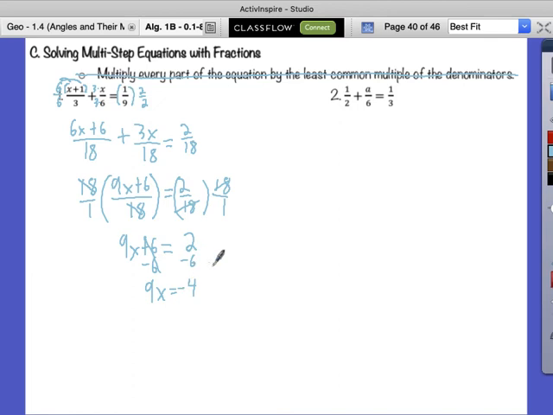Yes, sir. Okay. What do we do now? Divide by 9. Now, can we simplify 4 over 9? I don't think so. x is negative 4 over 9, that's our answer.